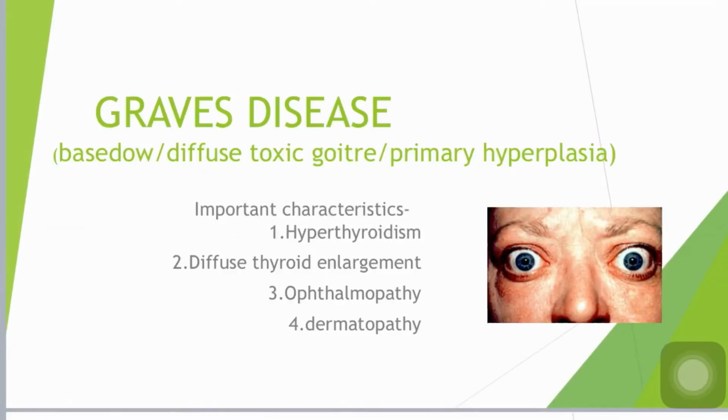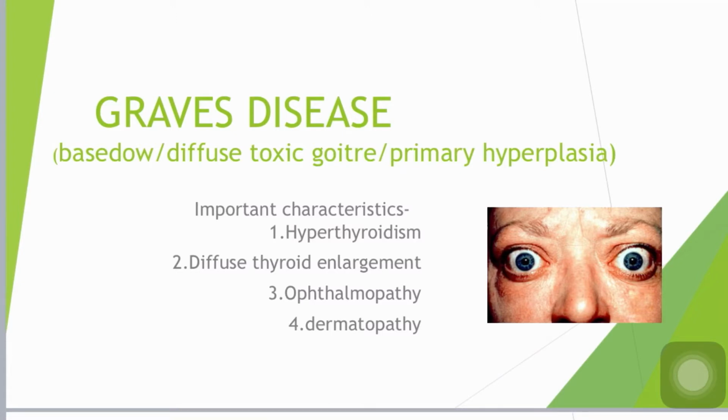Now this has three other names. The first one is Basedow, and this is based on the scientist's name. The second one is the diffuse toxic goiter. So the word toxic here means that there is hyperthyroidism. There is something also called the diffuse non-toxic goiter, and that is not associated with hyperthyroidism.